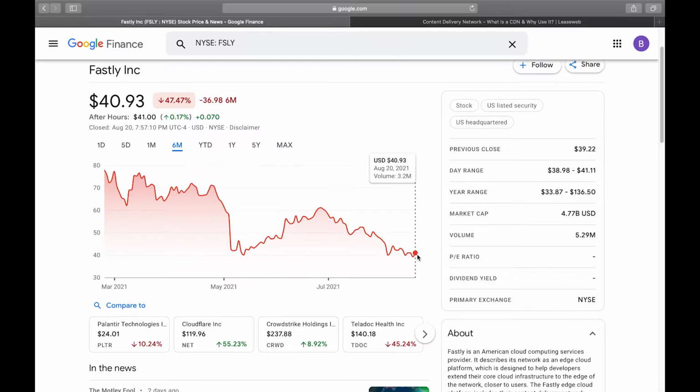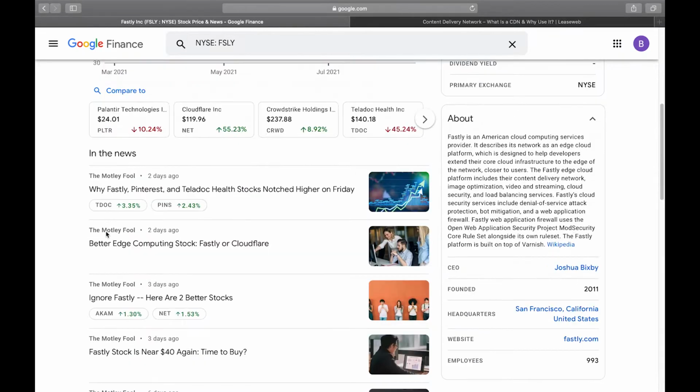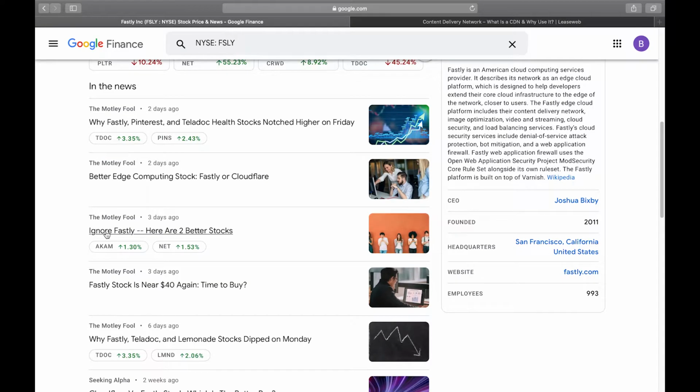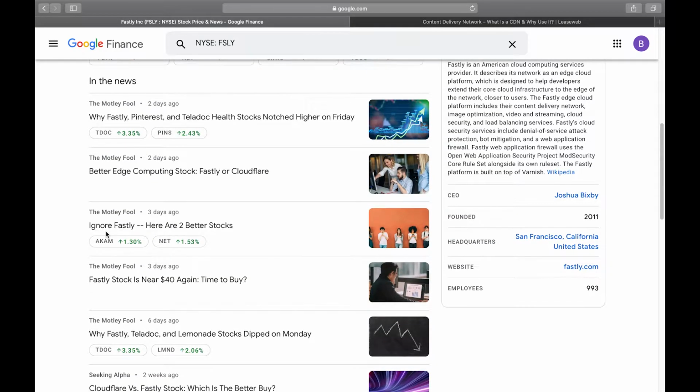So here we are in Google, and here's a 6-month view of FSLY stock charts, and we can see that we are down more than 47% in about 6 months. If we look at the news down here to try and figure out why FSLY is down so much in 6 months, we can see that we actually have some differences in opinion from the journalists. There are some bearish articles here, but also some bullish.